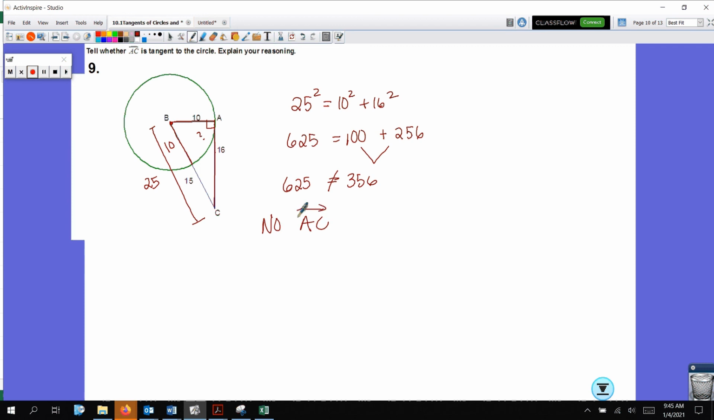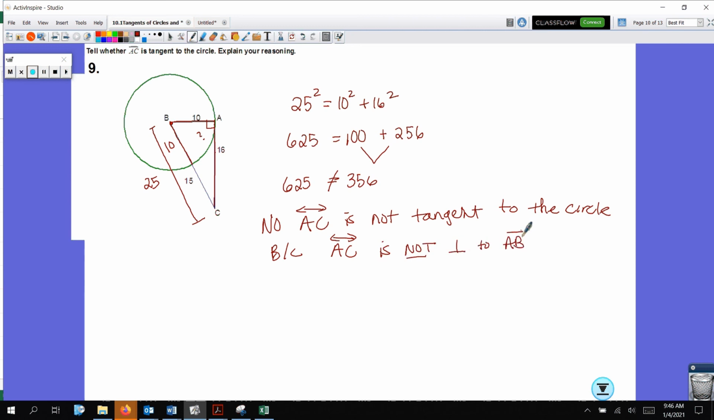AC is not tangent to the circle because AC is not perpendicular to AB. Okay, so don't assume they're all going to work out because this one clearly was not. All right, so pretty much do the Pythagorean theorem. Don't forget to notice the radius, okay?